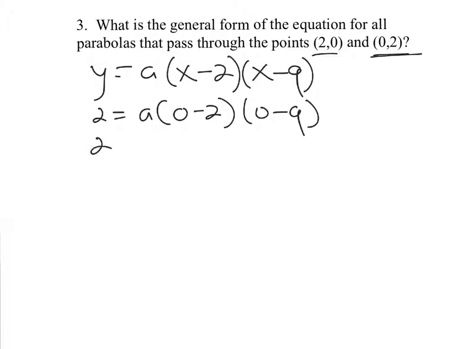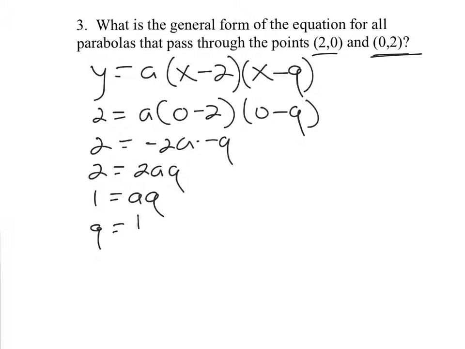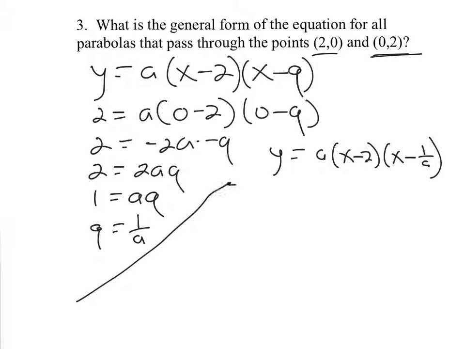And that's going to give us that 2 is equal to negative 2a times negative q, which is going to mean that 2 is equal to 2aq, and that therefore 1 is equal to aq, and that gives us that q is equal to 1 over a. And that means that our general equation would become y is equal to a times x minus 2 times x minus 1 over a.